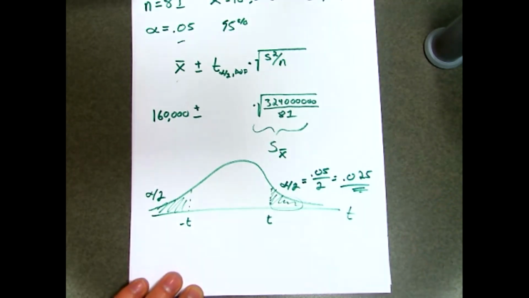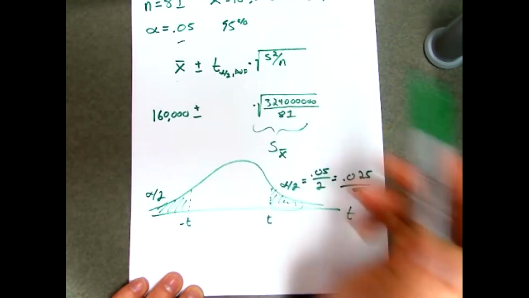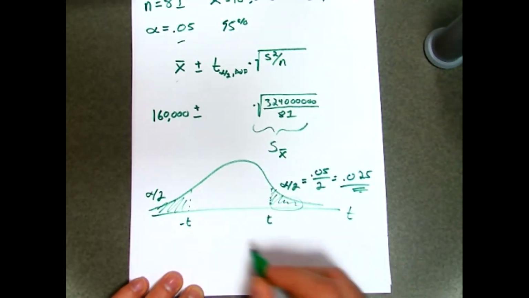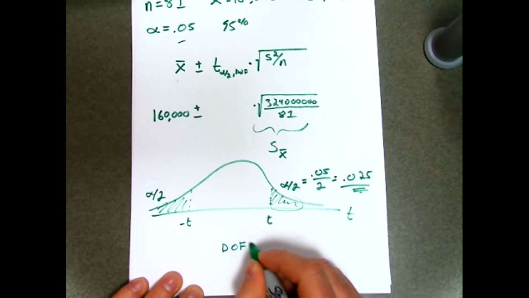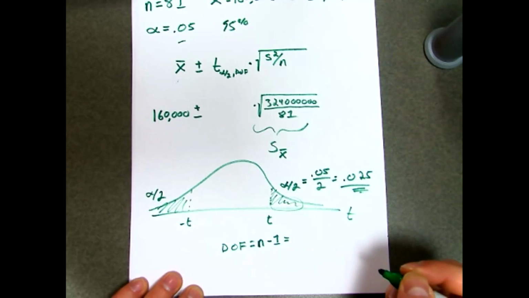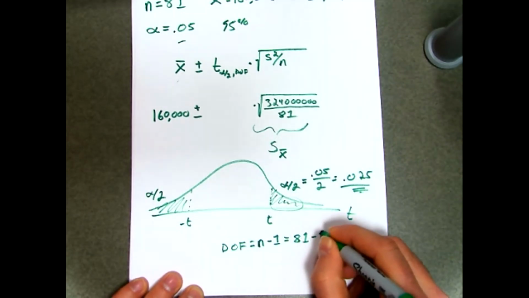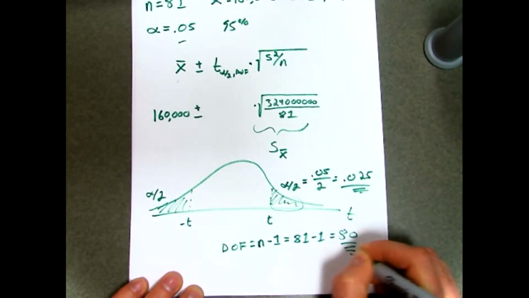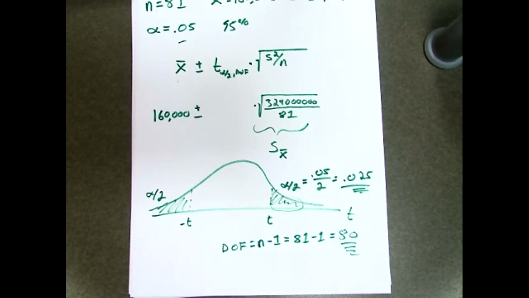What's the other thing I need if I'm dealing with only having a sample variance and I'm dealing with that student t distribution? I need to know what my degrees of freedom is. Well, that was simply n minus 1. So I've got 81 as my sample size, minus 1. My degrees of freedom is 80 there. Okay.